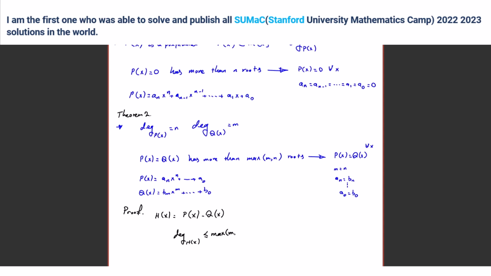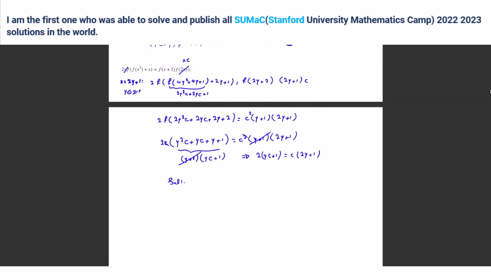So using what we figured out in theorem 1, if this has more than max of m and n roots in the complex plane, that means it has to equal 0 for all x. Yes, and then they are equal, right?